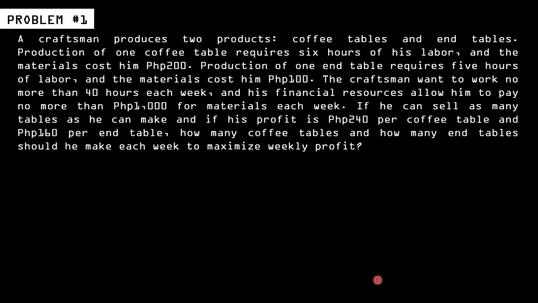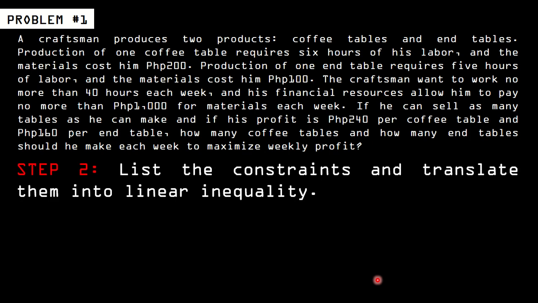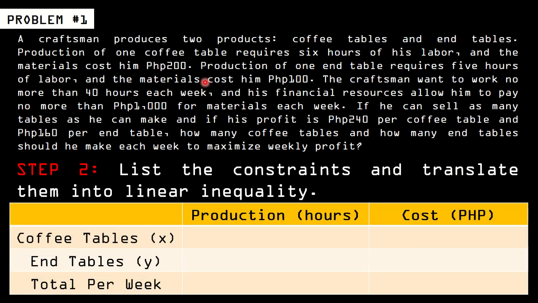And then for step 2, we need to list down the constraints and translate them into linear inequality. For you to easily identify those constraints, we can have the different factors to consider here, such as the production hours and also the material costs for each coffee table and end table. So let's have this table. We have production, the number of hours, and then the cost, which is the materials.